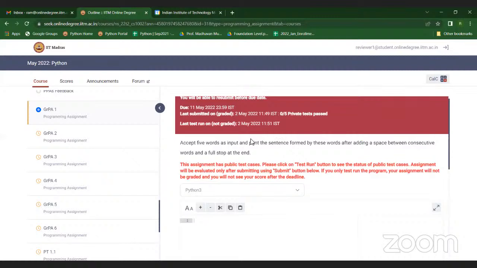See, the thing is, we cannot be discussing the GRPA problems. Let me tell you what needs to be done. Let's say there's word 1, word 2, word 3, word 4, and word 5. There should be a space between word 1 and word 2, and similarly between word 2 and word 3, there should be a space. No, you should not be explaining even that, because this is just a GRPA problem.